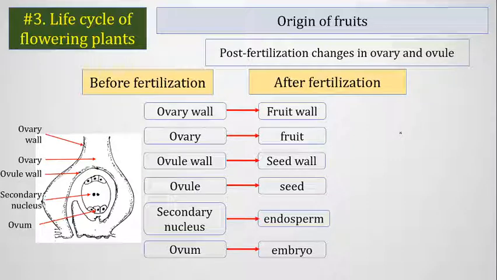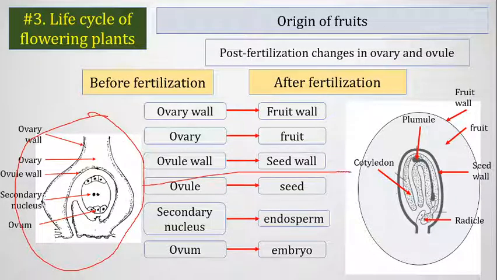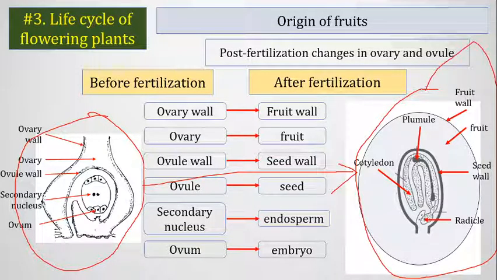Let's see an example. This ovary has turned into this fruit. So what we see here is that the ovary wall has turned into the fruit wall, and the ovary turned into a fruit, and the ovule wall turned into the seed wall, and the ovule turned into the seed. Inside the ovule the secondary nucleus turns into the endosperm inside the seed, and the ovum inside the ovule turns into the embryo inside the seed.